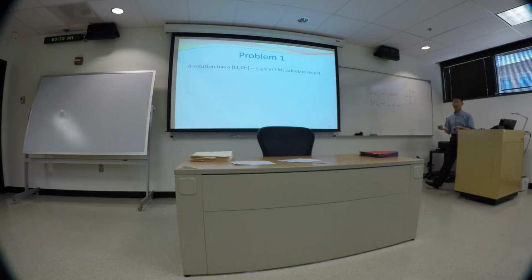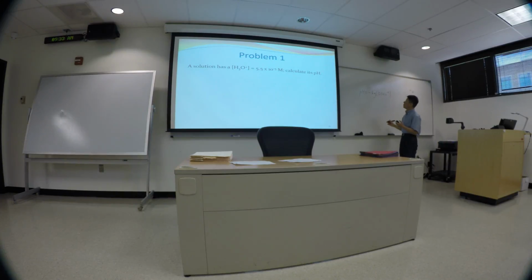So, a question we can ask you here. A solution has a hydronium ion concentration of 5.5 times 10 to the negative fifth. What is the pH of the solution? Well, in order to do this calculation, we've got to know the definition. Definition of pH: negative log of the hydronium concentration. So pH in this case equals the negative log of 5.5 times 10 to the negative 5.